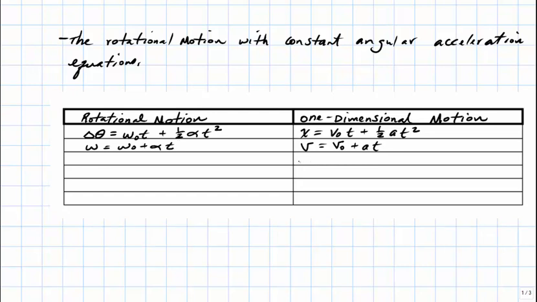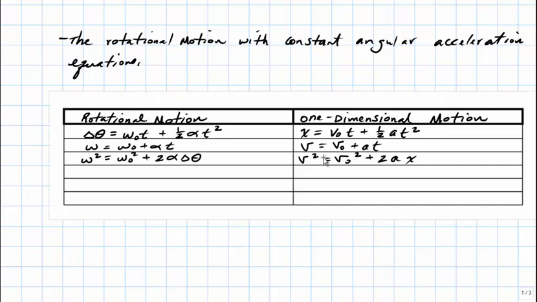Our third equation on the right looks like this. V squared equals v0 squared plus 2ax. On the left-hand side, the counterpart equation looks like this. Omega squared equals omega 0 squared plus 2 alpha delta theta.